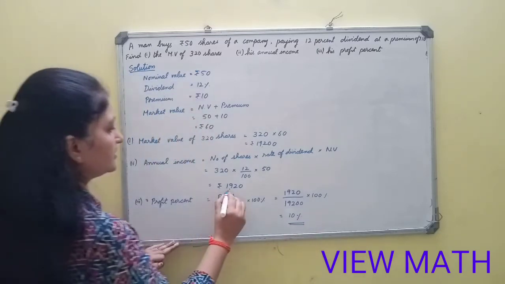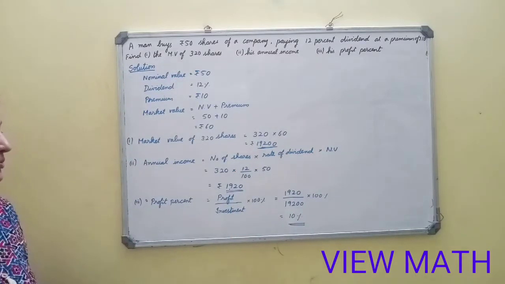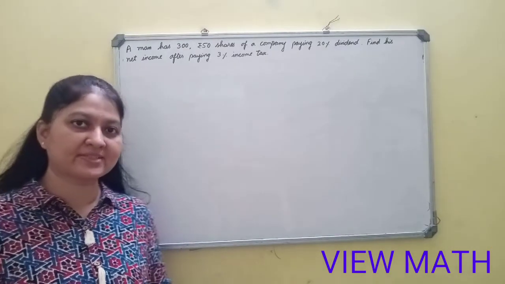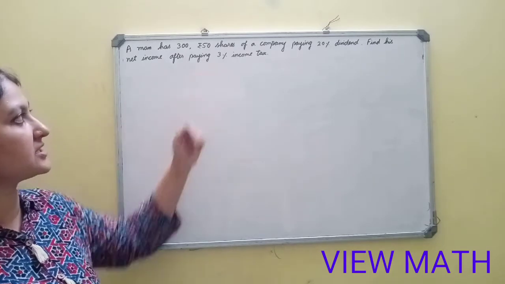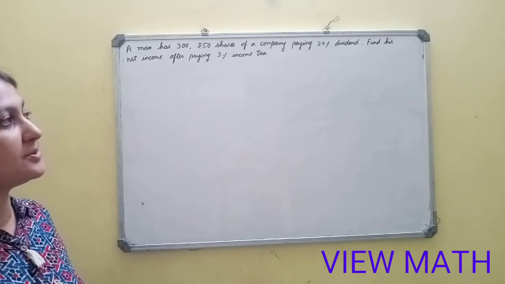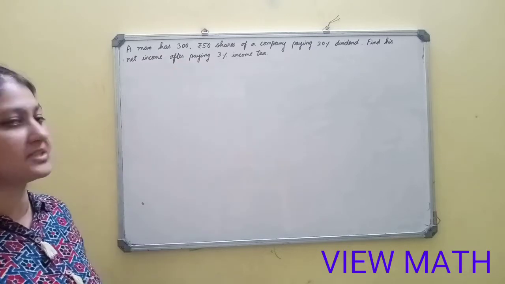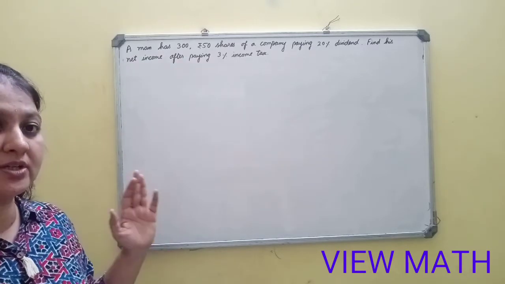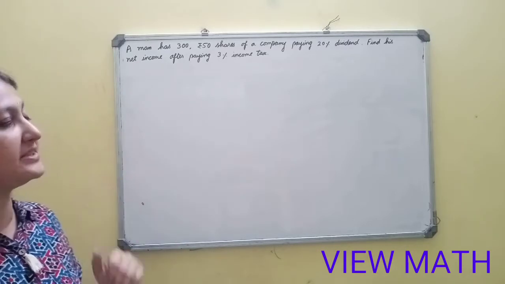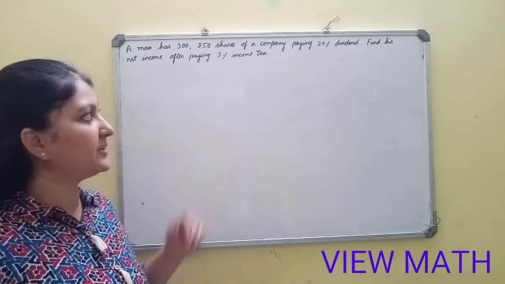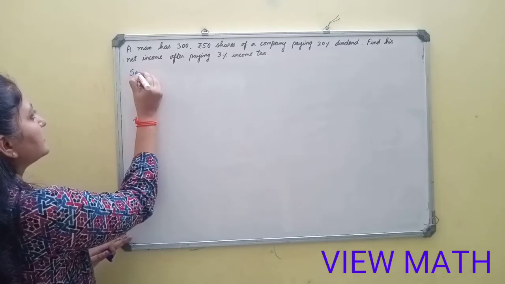So these are the three subdivisions we have found out. Market value, annual income and profit percent. Now let's see the next problem. A man has 300 rupees 50 shares of a company paying 20% dividend. Find his net income after paying 3% income tax. Now in this problem they are not asking us to find out the annual income, they are asking us to find out the net income after paying 3% income tax. Let me explain how to do this problem. It's very simple.